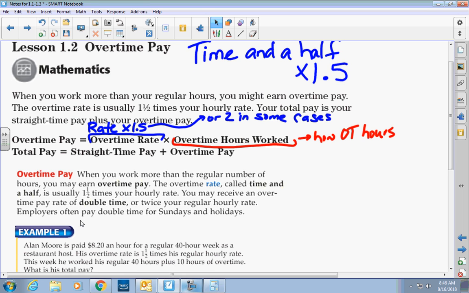Another definition of overtime pay: when you work more than the regular number of hours, you can earn overtime pay. The overtime rate, called time and a half, is usually 1.5 times your hourly rate. You may receive an overtime pay rate of double time, or twice your regular hourly rate. Employers often pay double time for Sundays and holidays, and when Mr. Mitch worked in the grocery store, he got triple time for working Christmas, New Year's, and 4th of July. It's nice to get triple your regular salary.